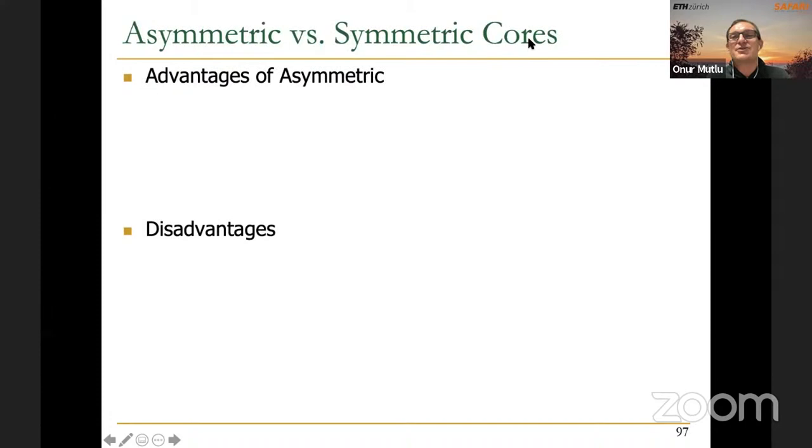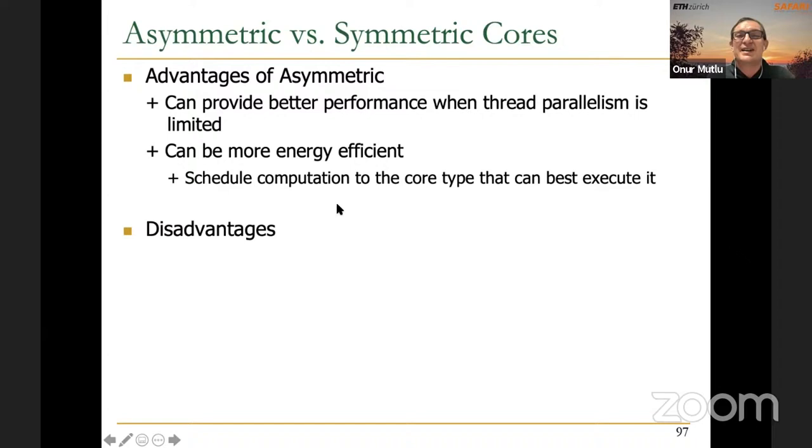Okay, so I think we already covered advantages of asymmetric and symmetric, but maybe from an energy perspective, it's good to think about advantages also. We haven't talked about energy as much, but I would like to cover energy in this remaining portion of this lecture. But basically, asymmetric cores can provide better performance when thread parallelism is limited, and they can be more energy efficient by scheduling computation to the core type that can best execute it, as we have seen in this work.